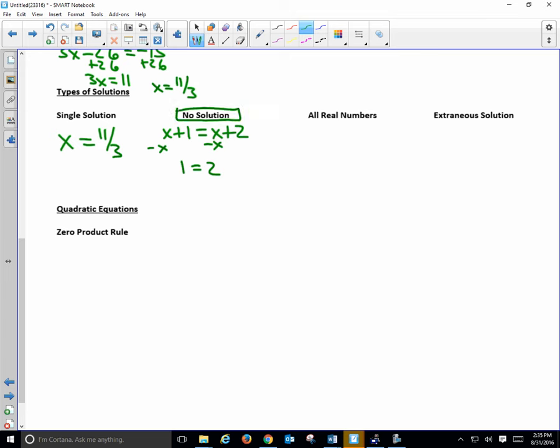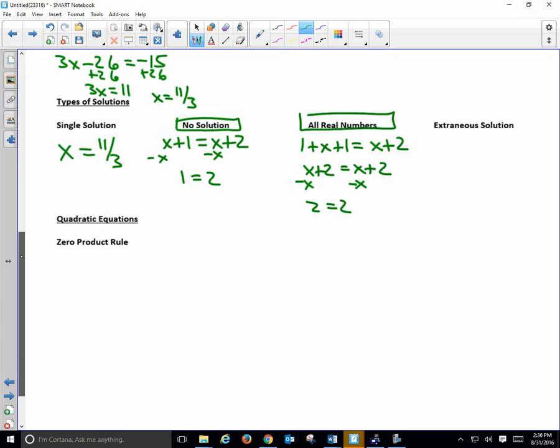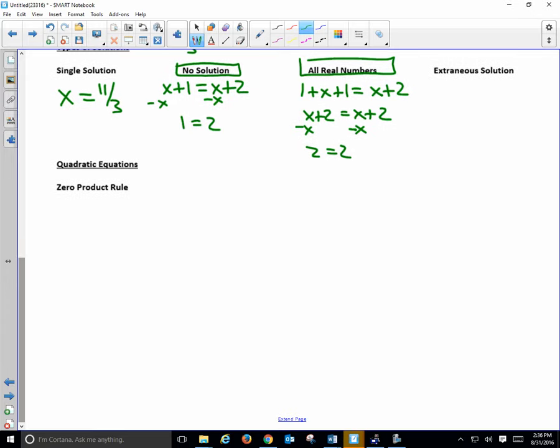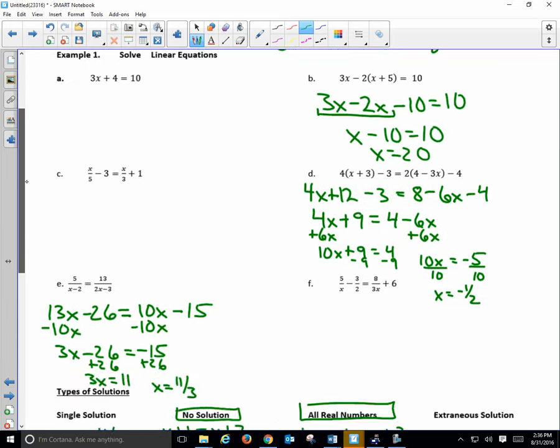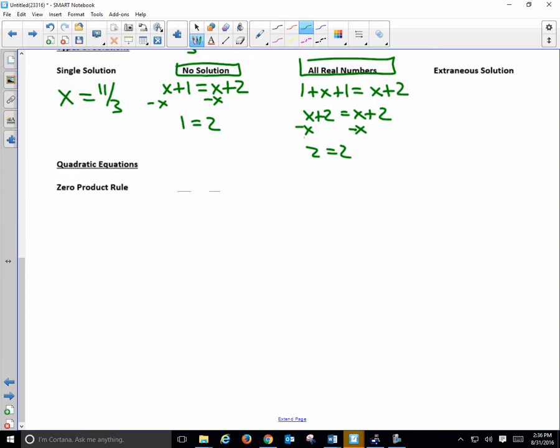Suppose you get something like 1 plus x plus 1 is equal to x plus 2. When you combine like terms, say x plus 2 is equal to x plus 2. You subtract your x's, you get 2 is equal to 2. Is that true? Then all numbers work. Extraneous solution we'll talk about later when we actually go through and do problem F. So that's a summary of single solutions, where you have an exponent of 1.